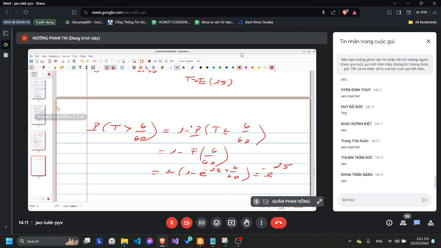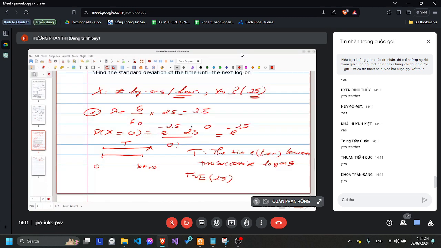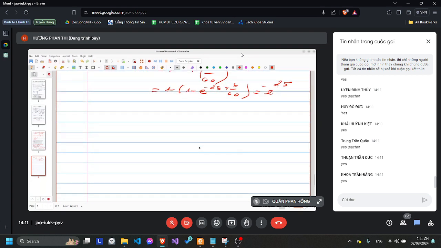Okay, so what is question 2? What is the probability that the time until the next lock-on is between 2 and 3 minutes? The time until the next lock-on is exactly the random variable T we already defined. So question B is very easy. The probability that the time T is between 2 over 60 and 3 over 60 is F of 3 over 60 minus F of 2 over 60.